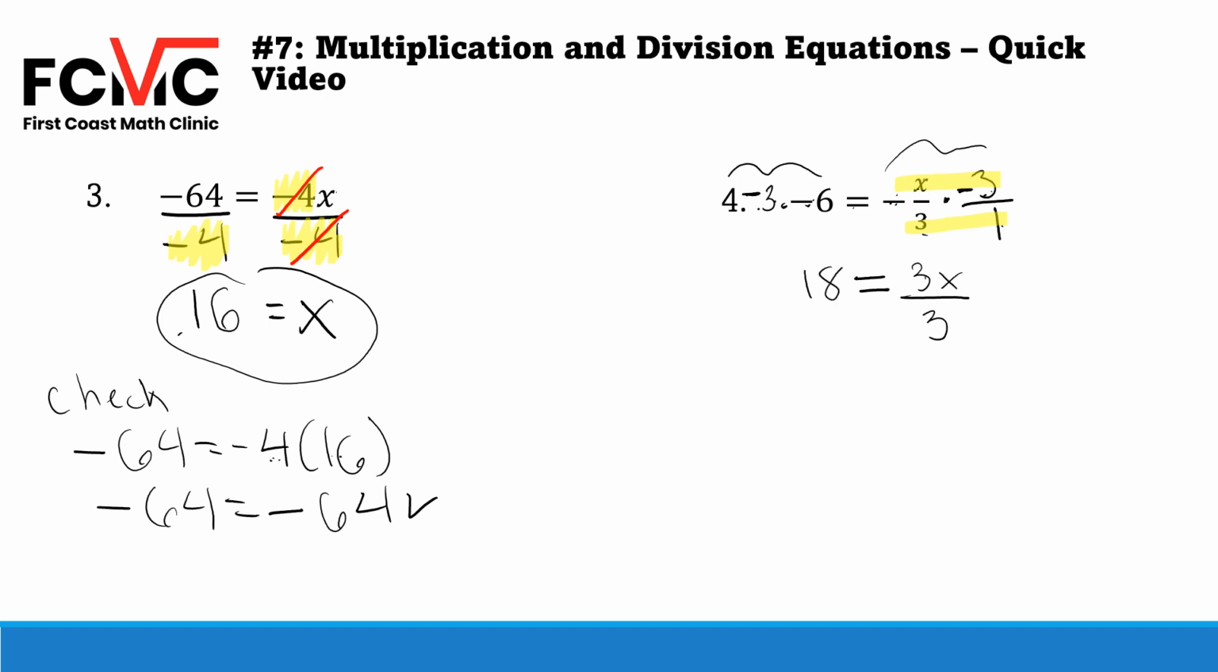Now on the right side, we've got 3 divided by 3. Well, what's 3 divided by 3? It's just going to give us 1. Do we need to write the 1 in? No. So we get x equals 18. Now our check.